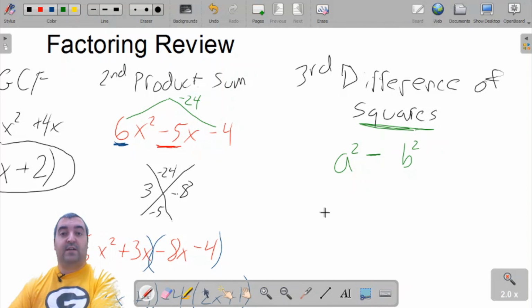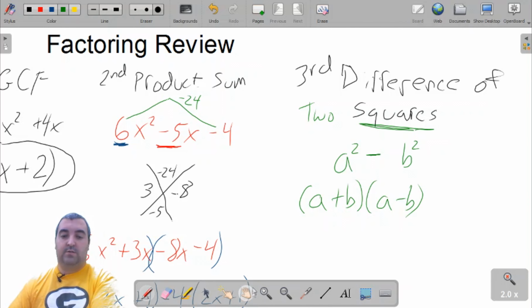And the way this factors, I could show, or you could apply the product sum method to it where your sum is 0. But an easier way of doing it is just knowing the little shortcut that difference of squares, or we could say difference of 2 squares, I should actually say, a squared minus b squared, factors to a plus b, a minus b.